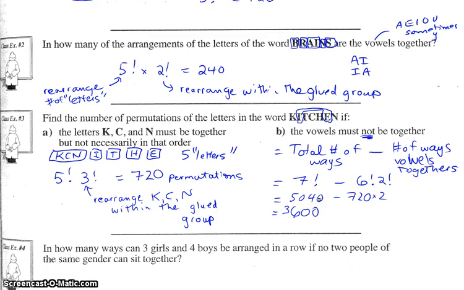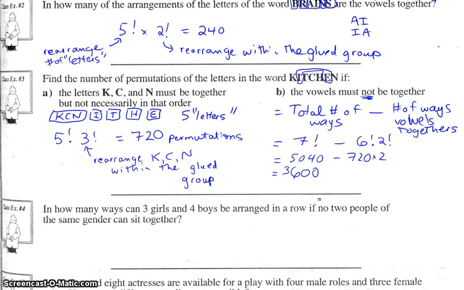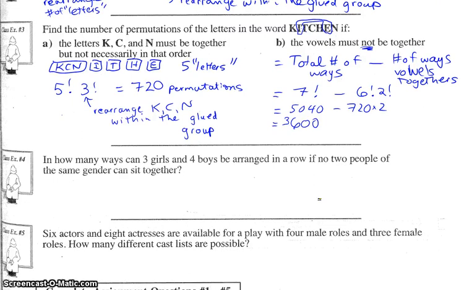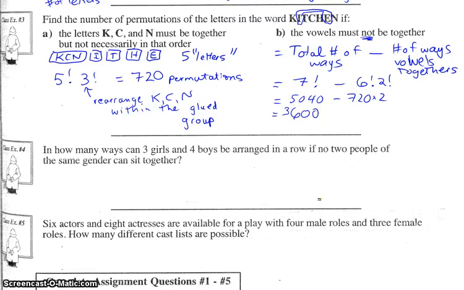All right, let's take a look at the next one. How many ways can 3 girls and 4 boys be arranged in a row if no 2 people of the same gender can sit together? Okay, they're throwing a restriction at you here, so I'm just going to fall back to fundamental counting principle here. So we've got 7 people.